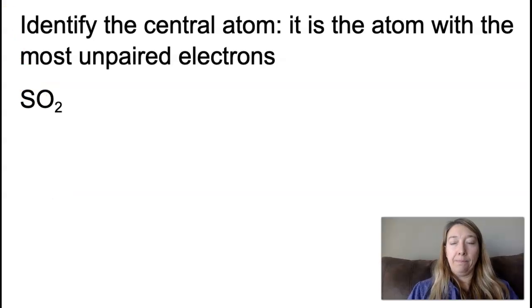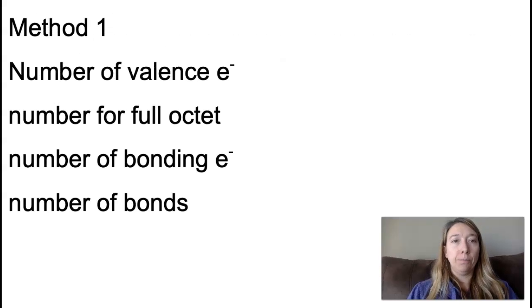So determining the central atom is always going to be a step, regardless of which of the two methods you end up choosing to work with. Once we've selected the atom that goes in the middle, we put the others around it, and then that's where we're going to use one of these two methods. The one I find you guys tend to use more frequently is method 1.